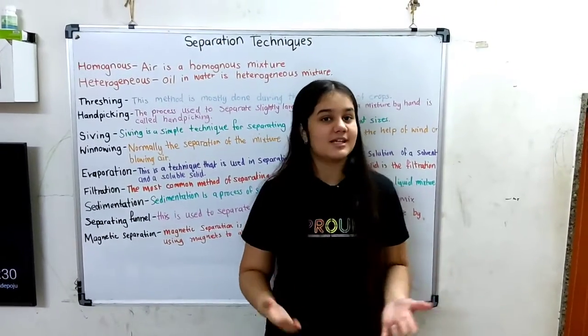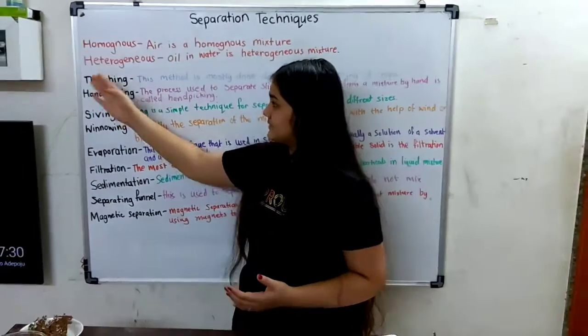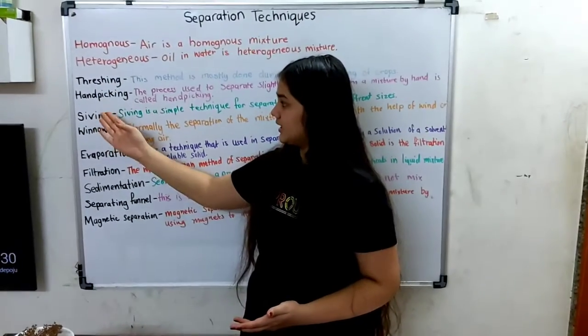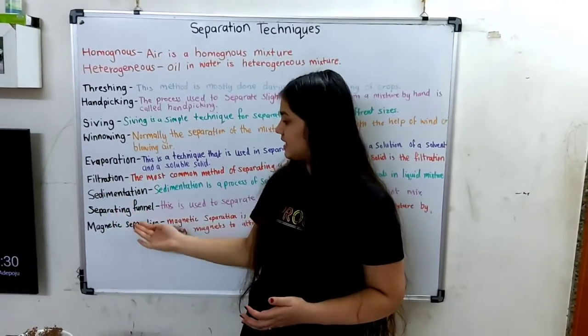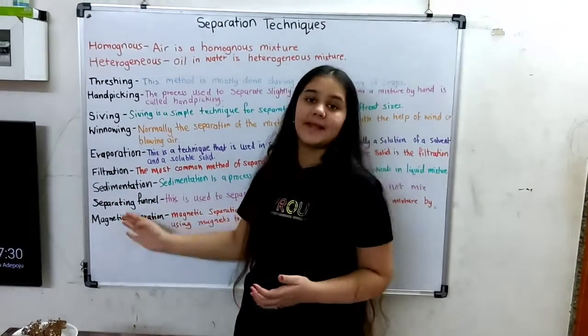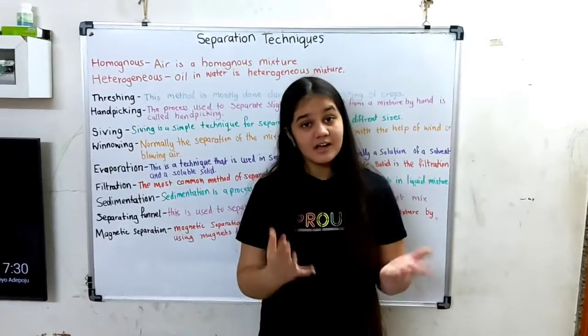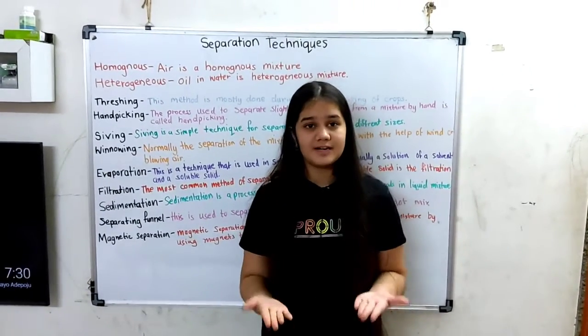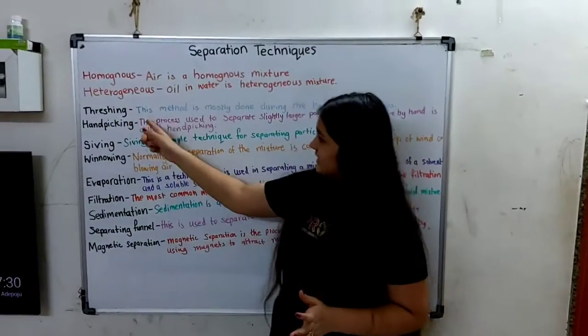Now let's start with the different types of separation techniques. They are threshing, hand picking, sieving, winnowing, evaporation, filtration, sedimentation, separating funnel, and magnetic separation. These are all the separation techniques. I will show you all the separation techniques with an experiment. So, threshing.